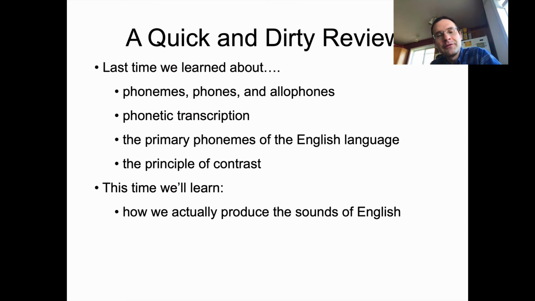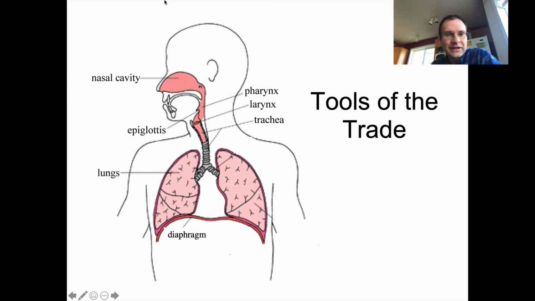This time we are going to focus on what's actually going on when we produce the sounds that we have in English. So how are we moving our mouths around? How are we moving organs of speech around as we get these sounds out of our mouth? What needs to happen in order for us to be able to speak? Okay, so a lot of technical details here.